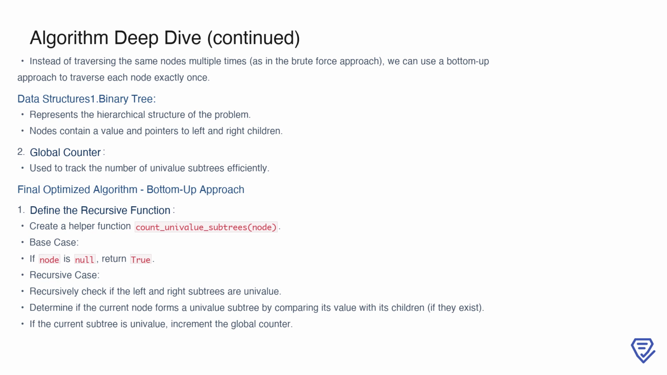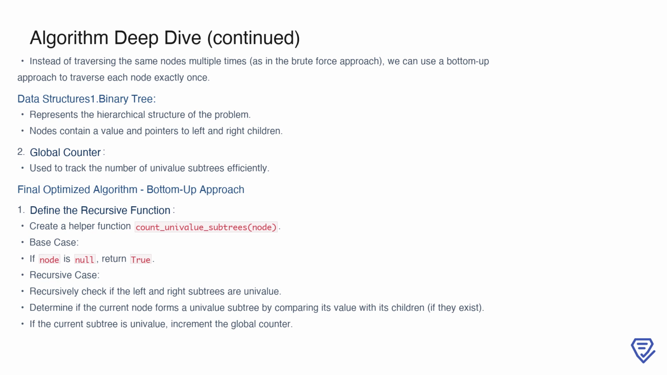The hierarchical structure of the binary tree remains central, and we use two key data structures to implement the solution. First, the binary tree itself naturally represents the problem structure, with each node containing a value and pointers to its left and right children. Second, we use a global counter to efficiently track the count of Univalue subtrees. The optimized algorithm involves defining a new recursive function, count_Univalue_subtrees. If the current node is null, the function returns true, as an empty subtree is trivially Univalue.